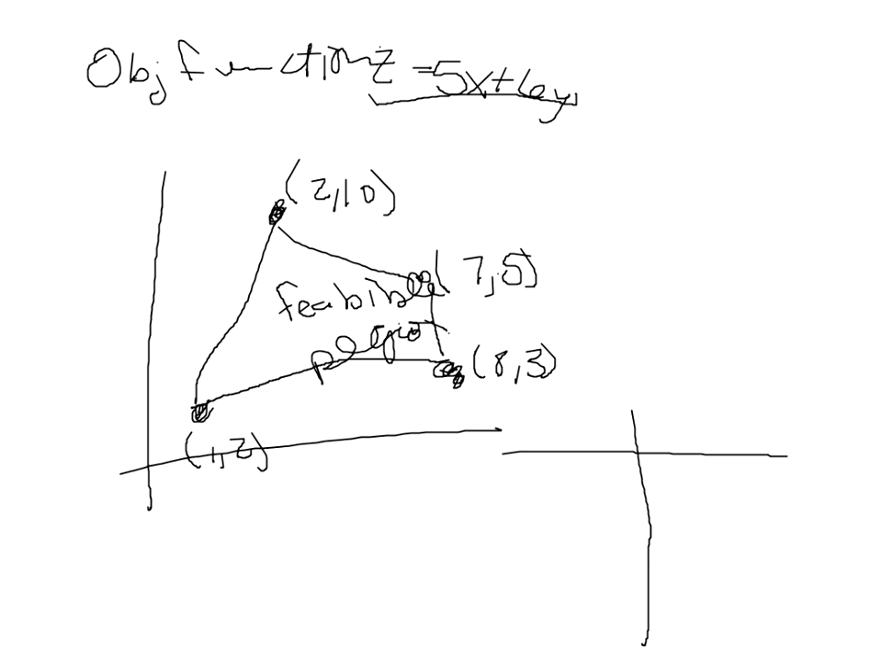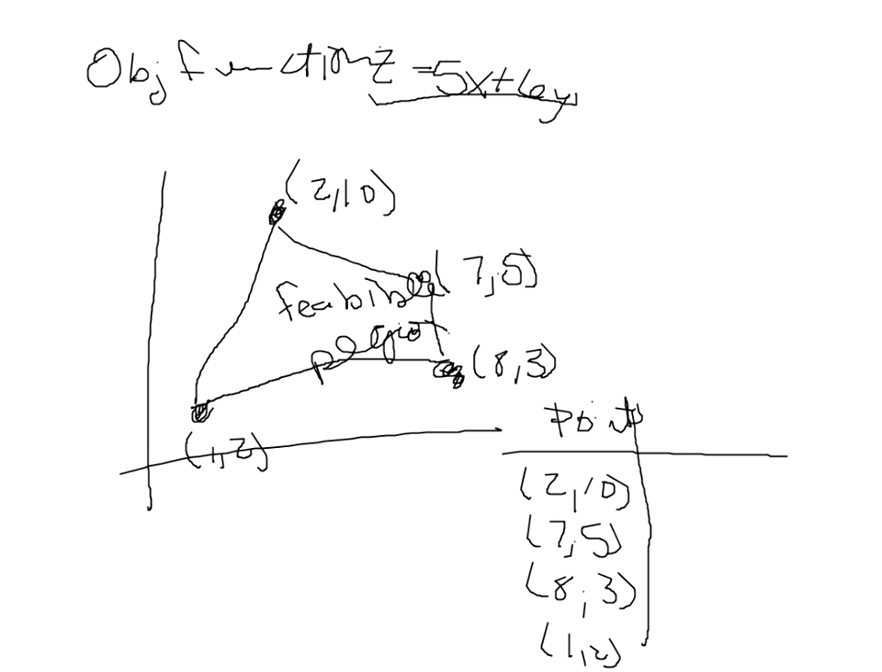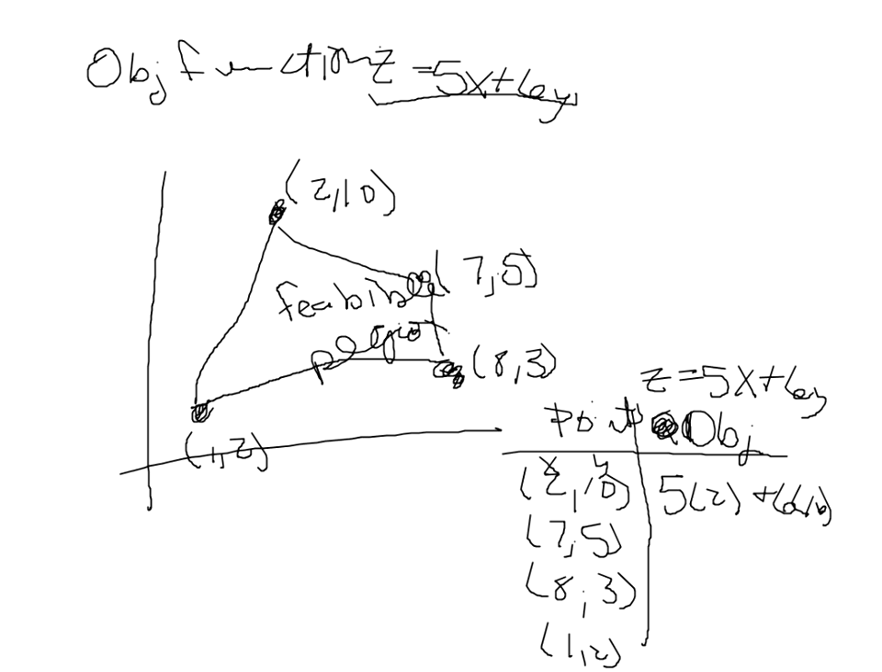is we take each point. You want to kind of do it in a pattern so that you don't get confused about which ones you've already done. Okay, so there's my point. And now I take my objective function and I plug in, so remember this is x and this is y. So my objective function is 5x plus 6y. That's going to be 5 times 2 plus 6 times 10 equals 70.